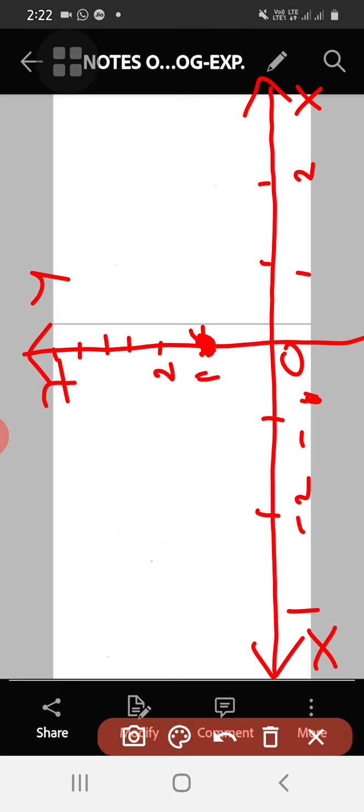Then the point 1, 2.7. For x equal to 1, the value is 2.7, somewhere here. Then if x is equal to 2, it is 7.2, somewhere here. For 3, it will be 19.6. So it will increase. What happens to the right side of 0? The curve is increasing.